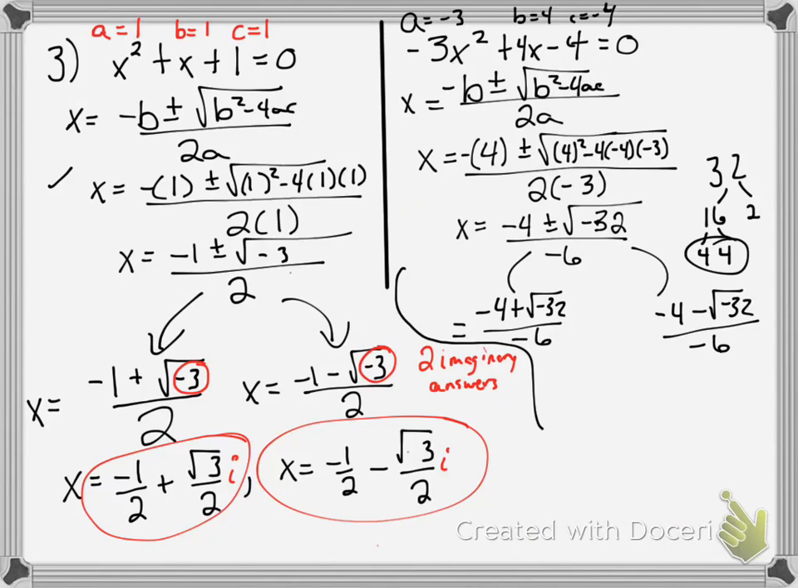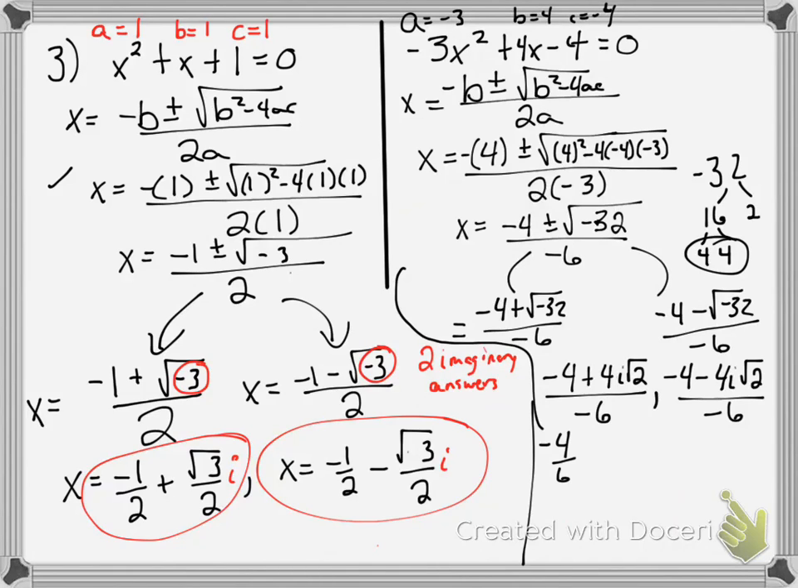So each one of these equations, I've got negative 4 plus 4 square root of 2. Now since this was a negative 32, I need to put a letter i in here. Remember, we don't want to put that underneath the square root, so we'd have 4i square root of 2 divided by negative 6. And we also have negative 4 minus 4i square root of 2 divided by negative 6. I'm going to separate it just like we did on the last problem, so negative 4 over negative 6 plus 4i square root of 2 over negative 6.